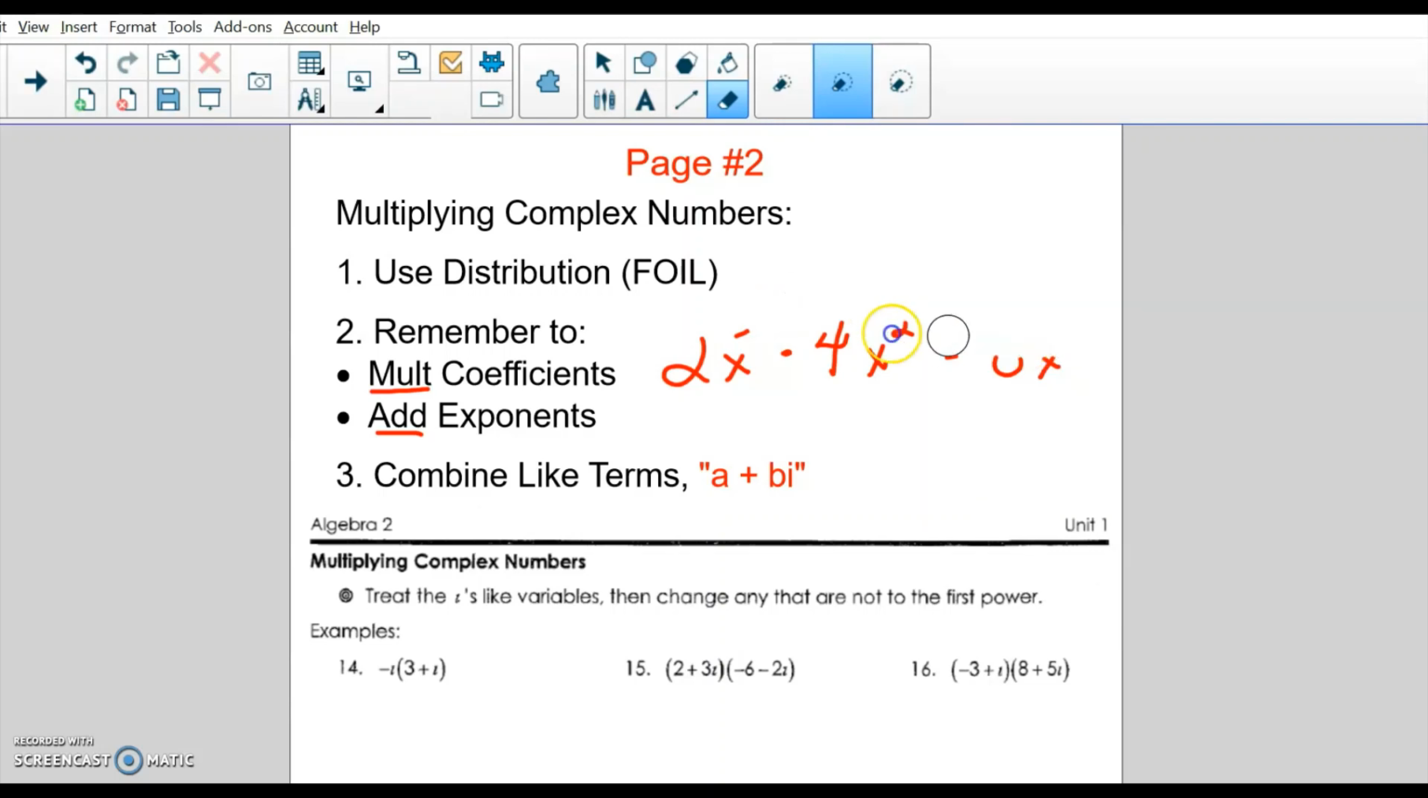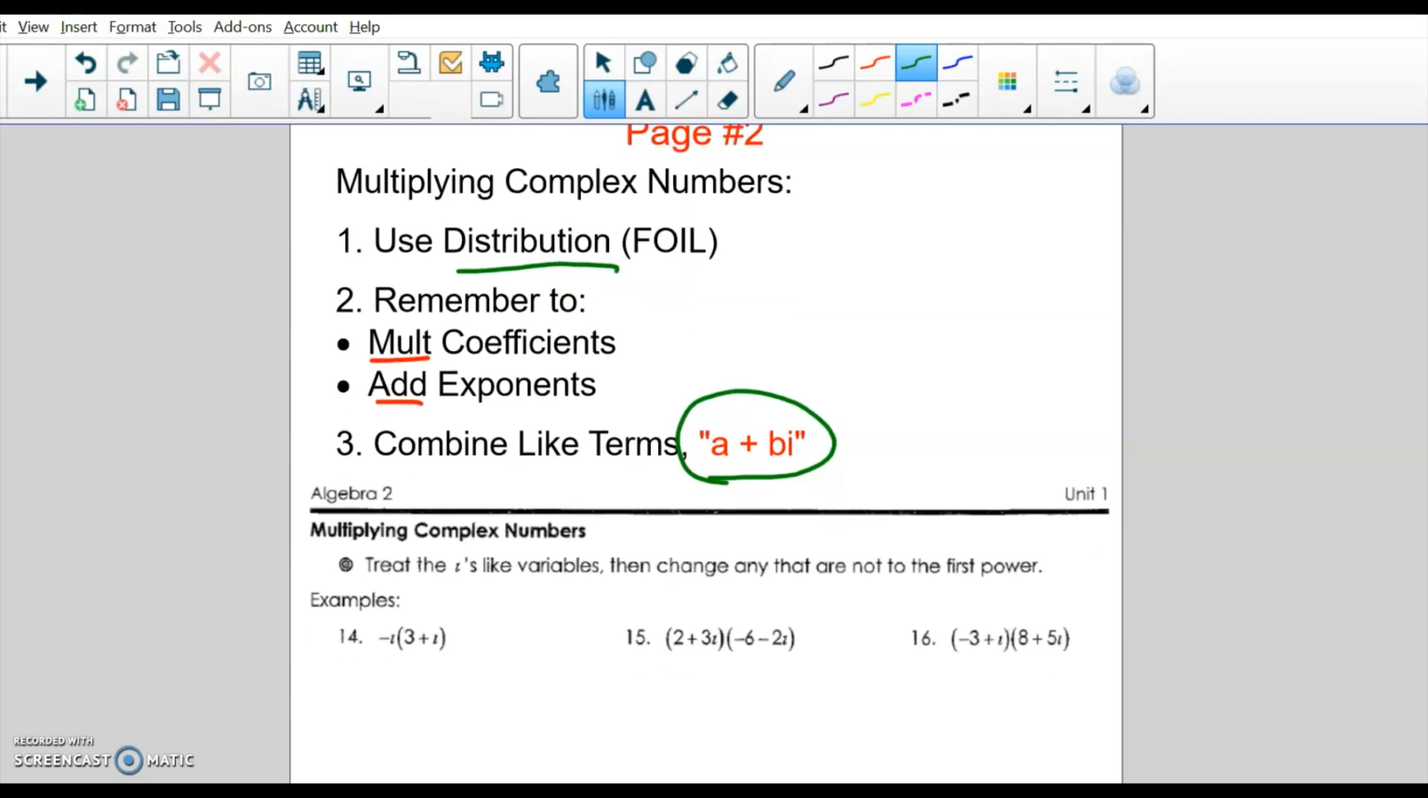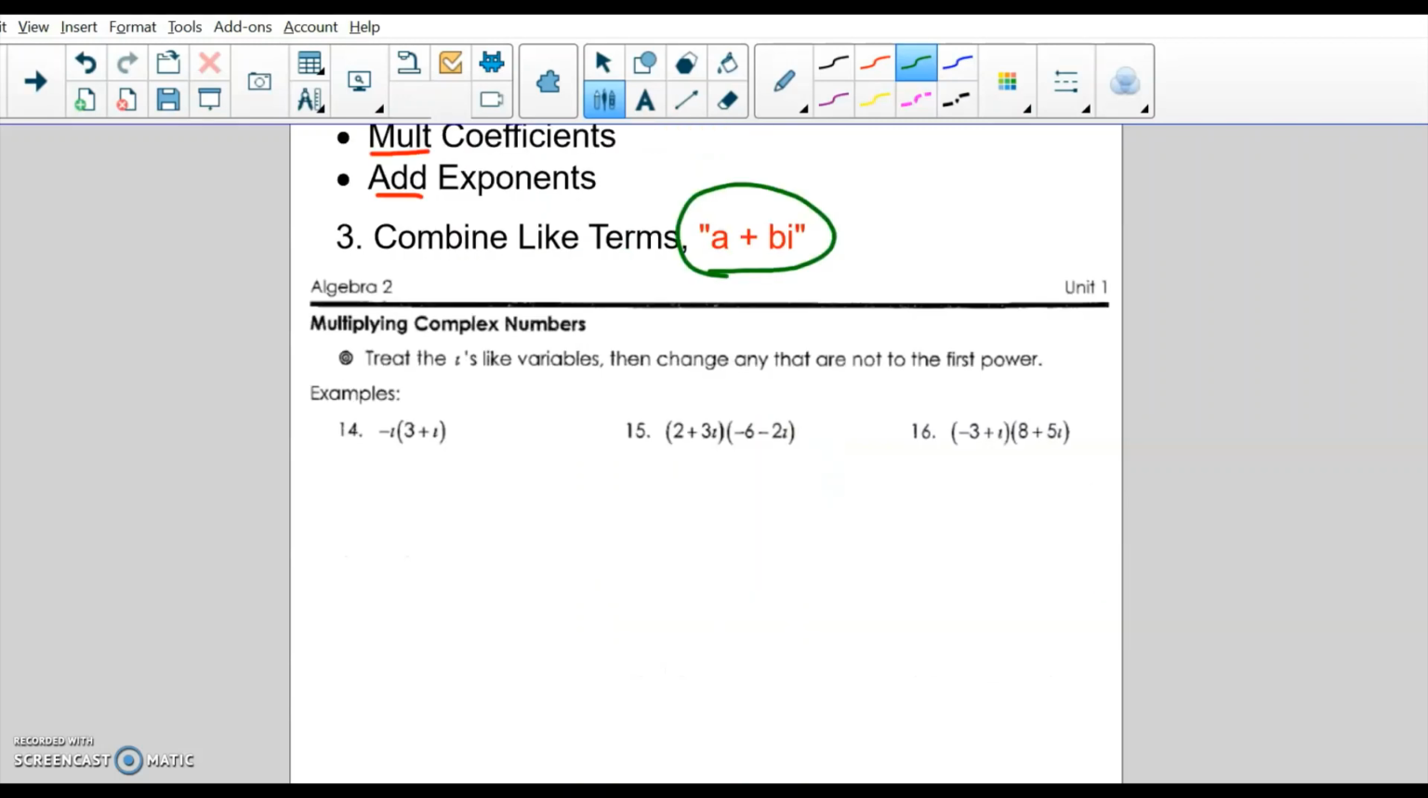And then when we're finally done, we're all wrapped up and ready to go. We just want to make sure our answer is written as a complex number, which means we'll write it in the form a plus bi. As we're doing this multiplication, we will use a form of distribution. Sometimes we'll use the FOIL method, sometimes we won't need to. For instance, in this first problem, number 14, and by the way, if you didn't catch it, we are on page 2 of the Unit 1 resource.